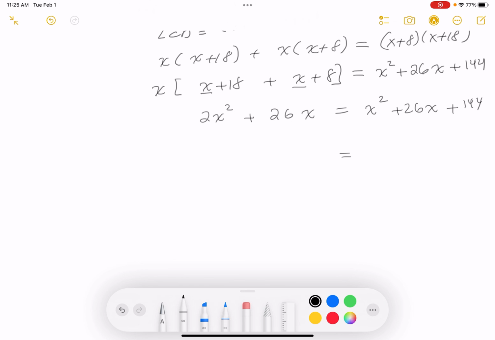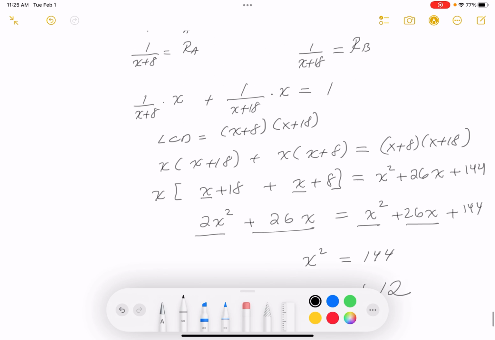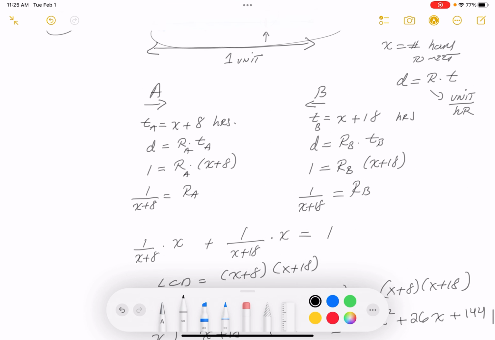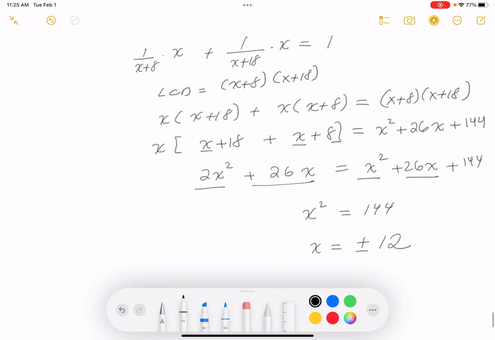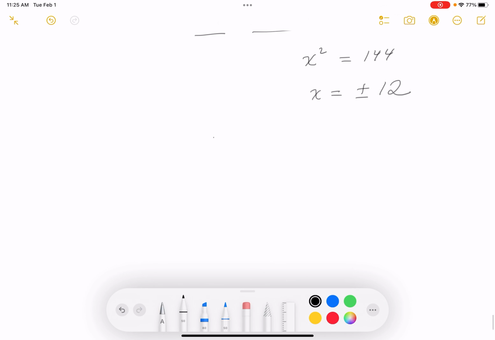Well, it turns out to be a pretty simple equation, actually. I'm subtracting X squared from both sides. And if you subtract 26X from both sides, that disappears, and you get X squared equals 144. So what's X? X equals plus or minus the square root of 144, which is 12. Now, I hope you're giving some thought to whether that's the answer. And what's X? It's the number of hours it took them to meet. It took 12 hours.